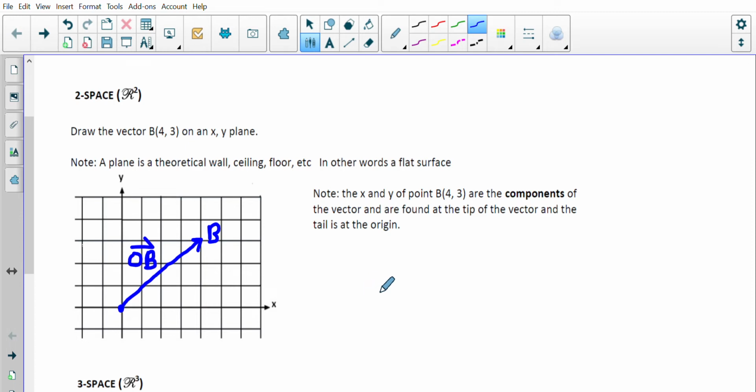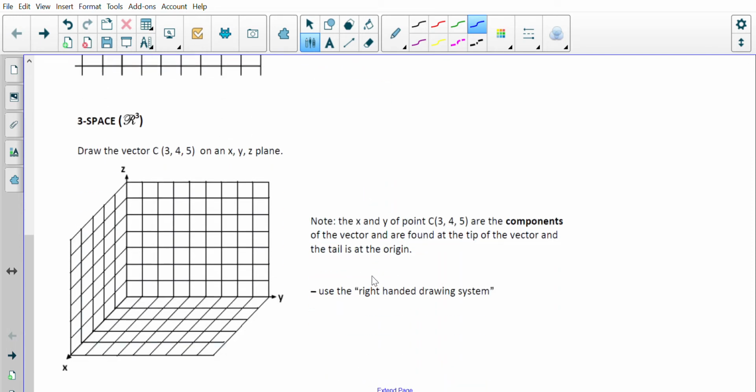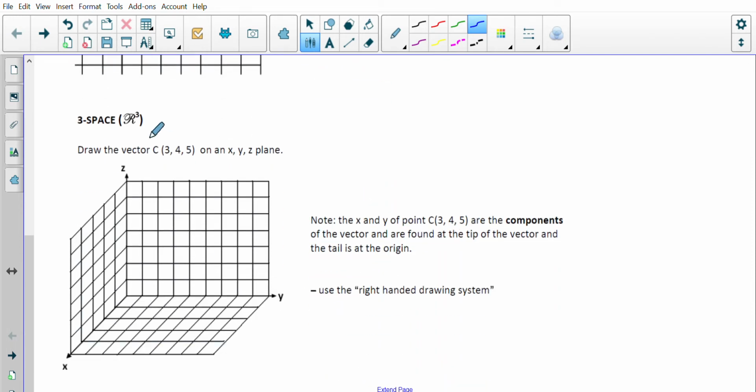Now, next up, three space. So now I want to draw the vector 3, 4, 5. Just to explain the three-dimensional axes: the x is coming towards you. A positive x value is towards you, and a negative x value would be away from you. A positive y value is to the right, and a negative y value would be to the left. And a positive z value is up, and a negative z value would be down.